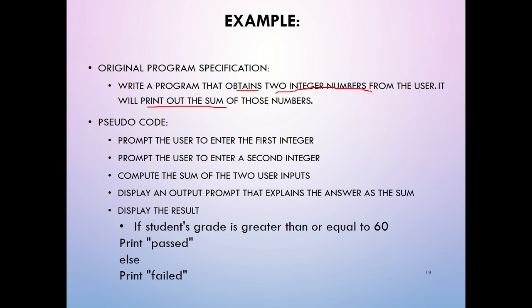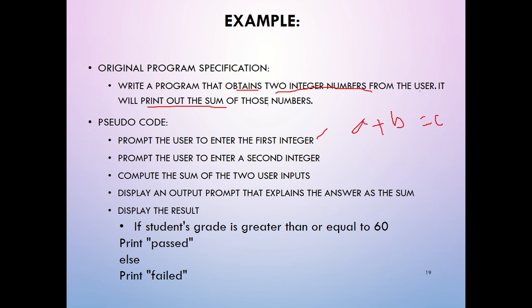Two numbers are entered from the keyboard, and the algorithm calculates the sum of these two integer values. So the pseudocode looks like this: prompt the user to enter the first integer, for example, a plus b is equal to c. The algorithm should follow these steps.